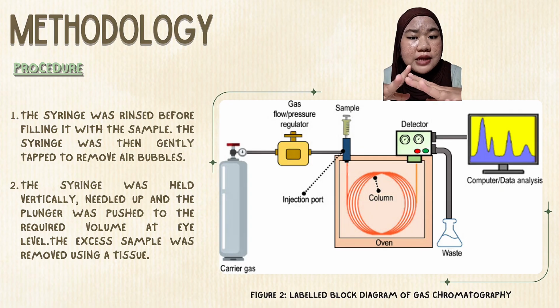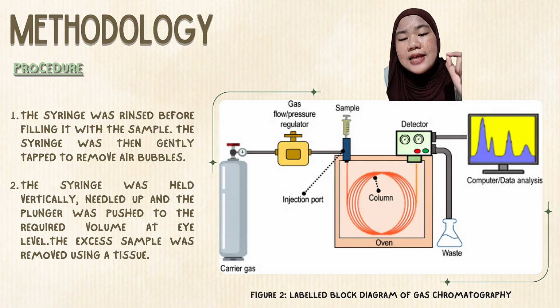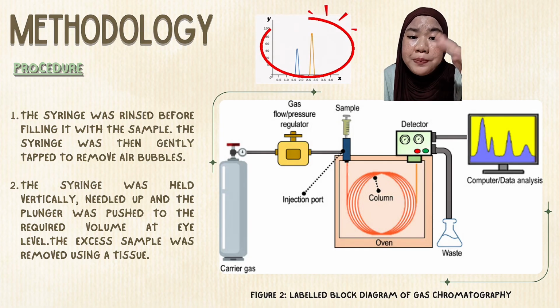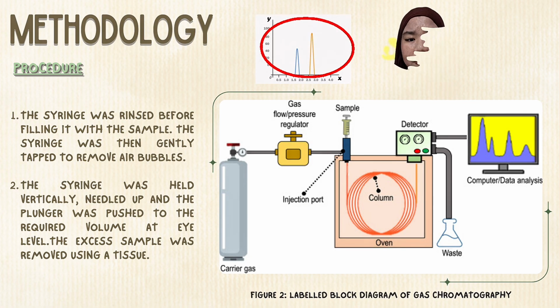Different compounds move at different speeds depending on how strongly they interact with the column material. Once the compounds exit the column, they go to the detector, which detects each compound and sends signals to the computer. And finally, the data is displayed as a chromatogram, which shows peaks representing different compounds.